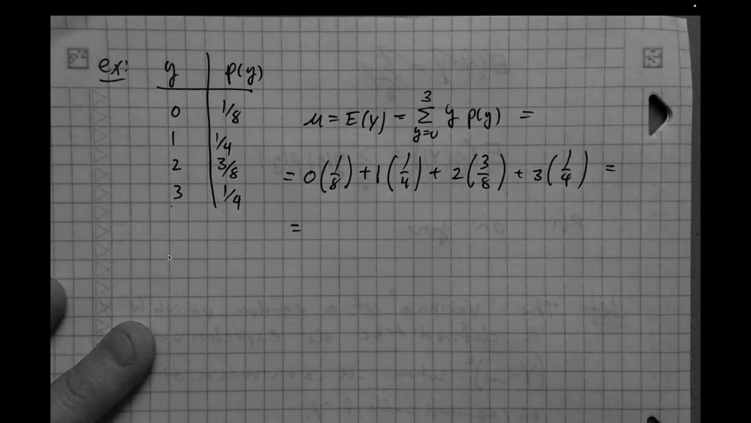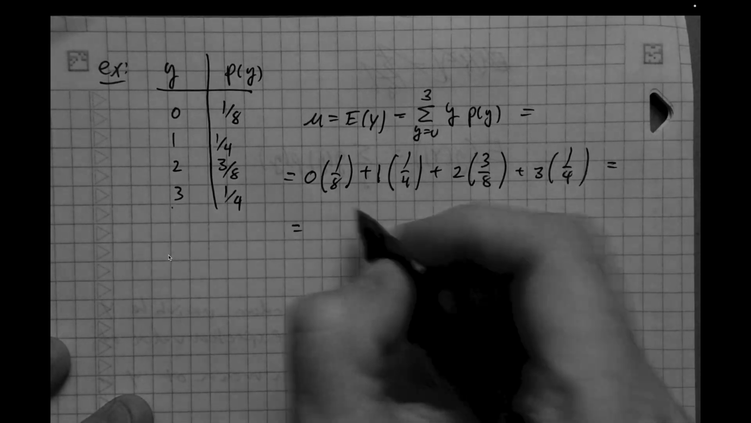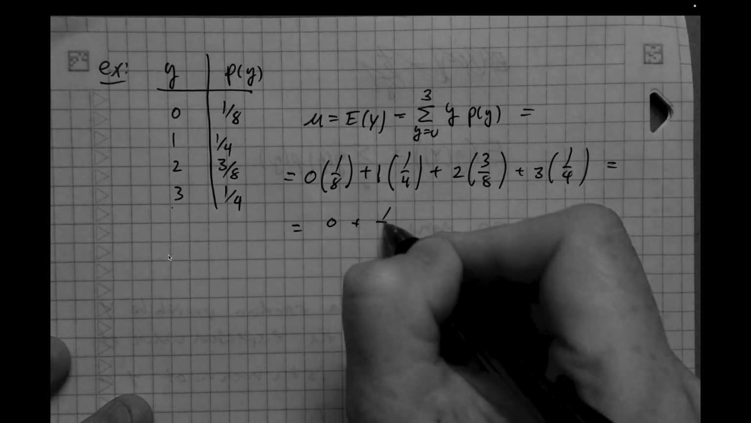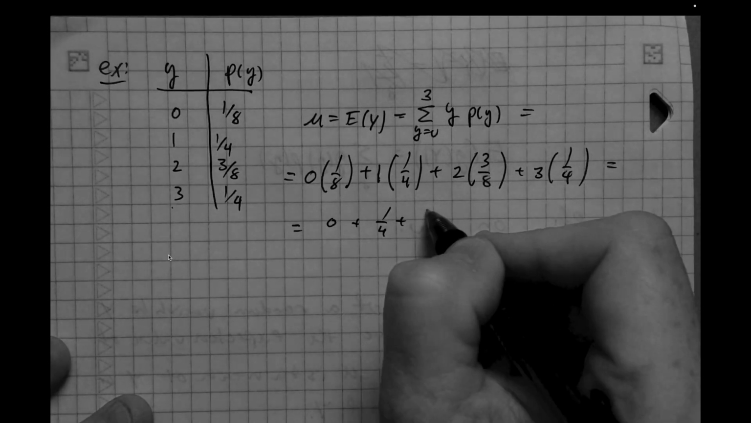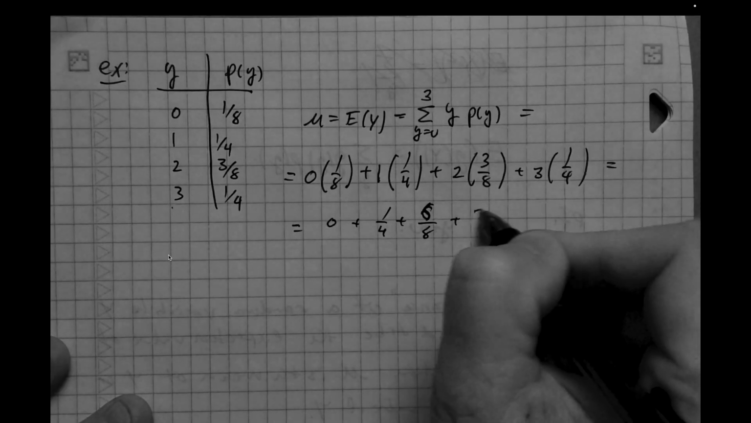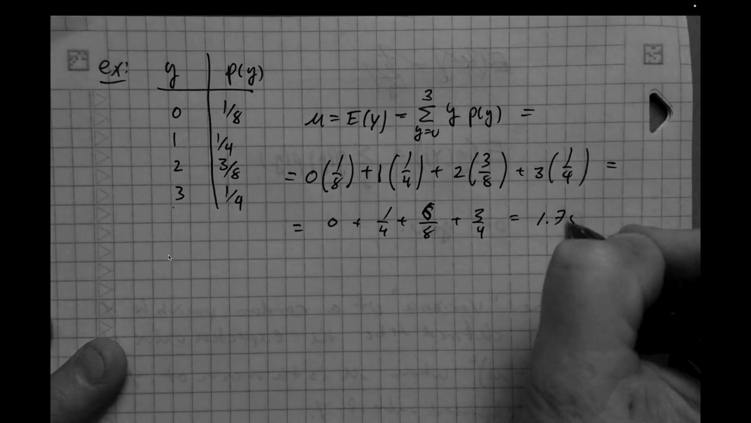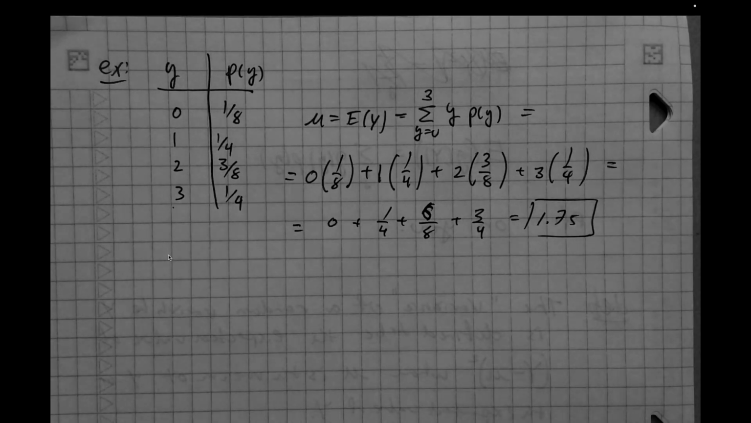And then if you crunch all these numbers, what do you get? You get 0 plus a fourth plus 6/8 plus 3/4. And if you do all of that, you should get something like 1.75 if you wanted to represent it as a decimal number.